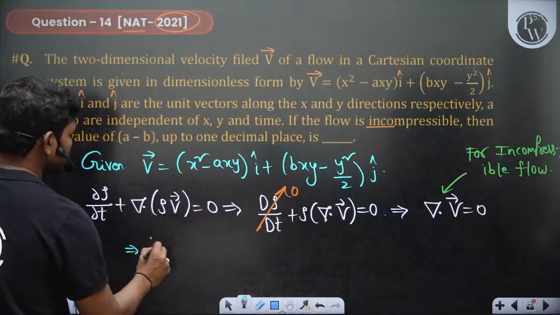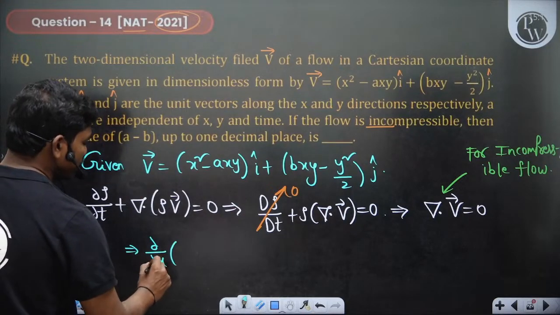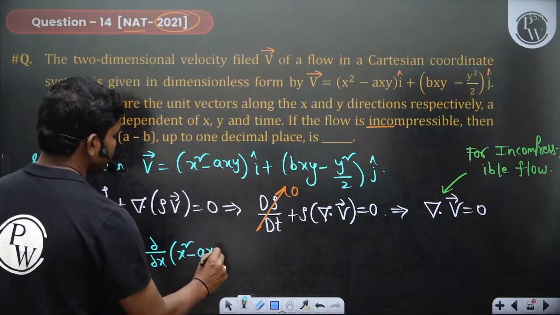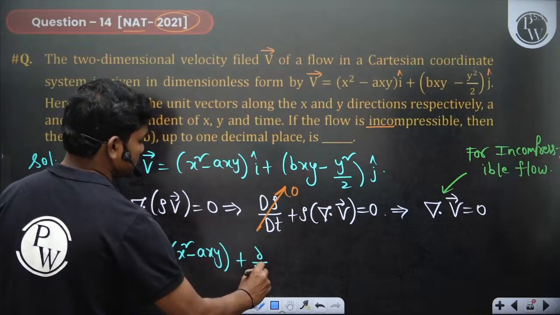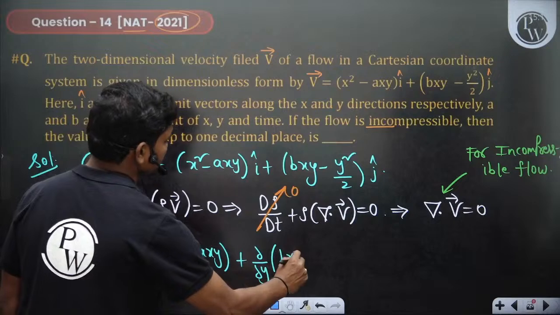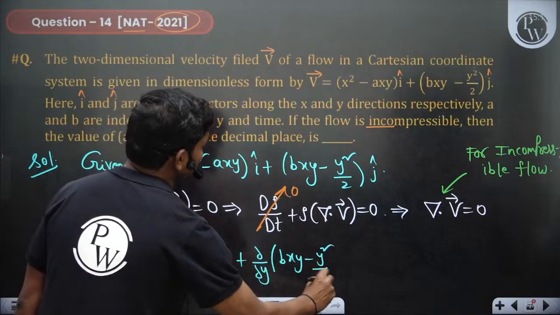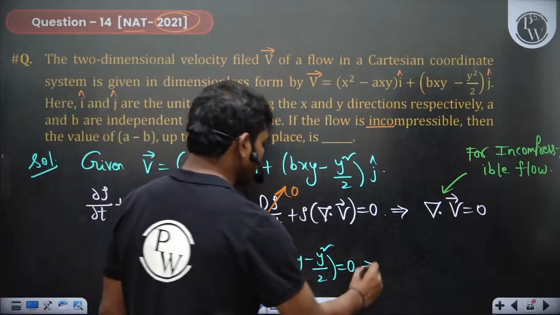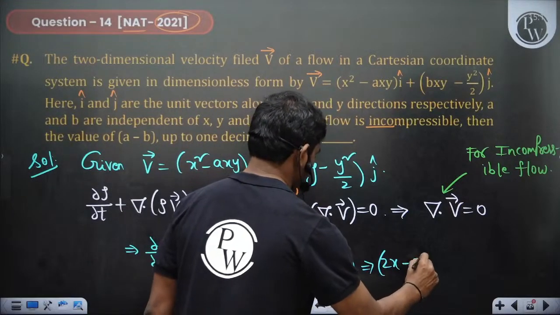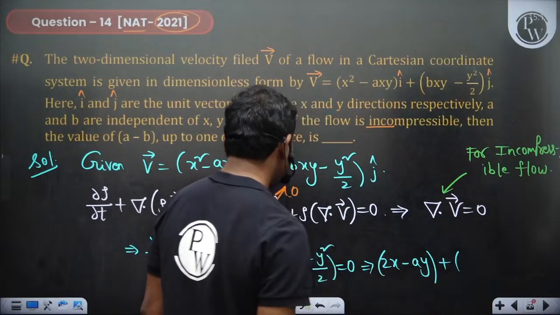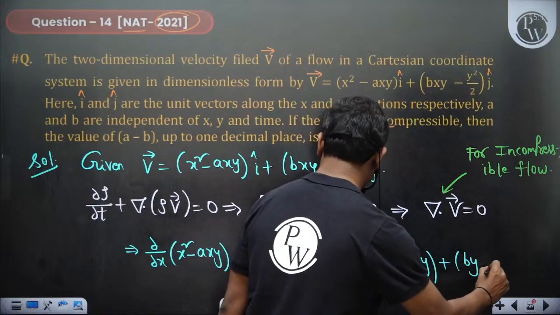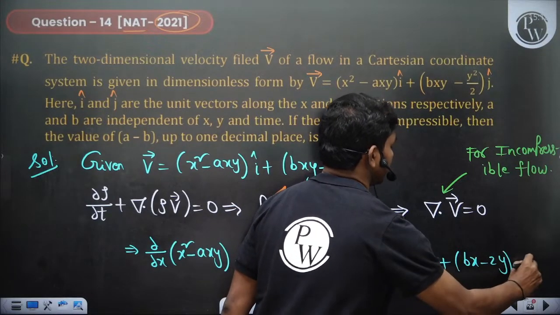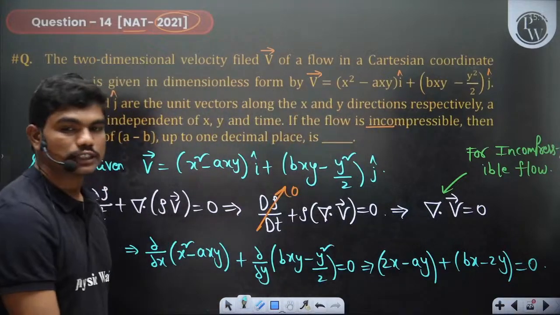So this implies ∂/∂x in Cartesian anyway. So ∂/∂x of (x² − axy) plus ∂/∂y of (bxy − y²/2) is equal to 0. Okay, so this gives you 2x − ay plus bx − y, sorry, bx − 2y is equal to 0. So this has to be zero, of course.